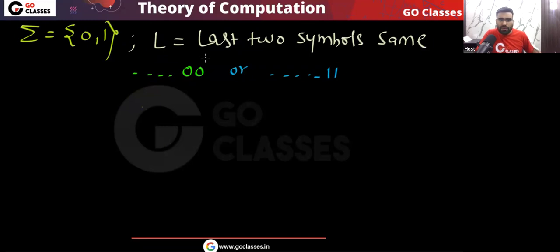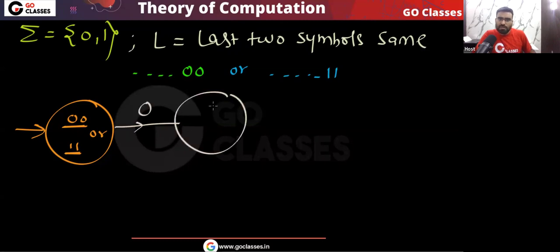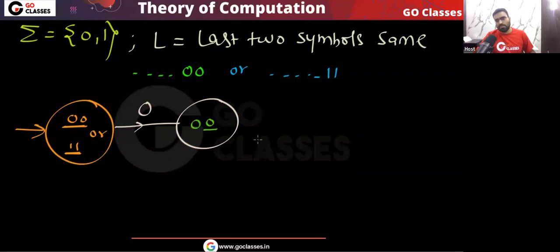Let's keep track of every state. I will keep track of the last two symbols. Notice, initially, either I am waiting for 0 0 or I am waiting for 1 1. Do you agree? If 0 comes, now I have seen 0, and I am waiting for one more 0.